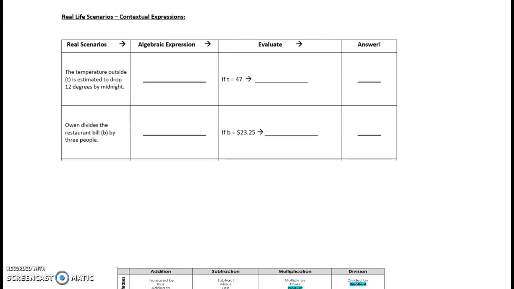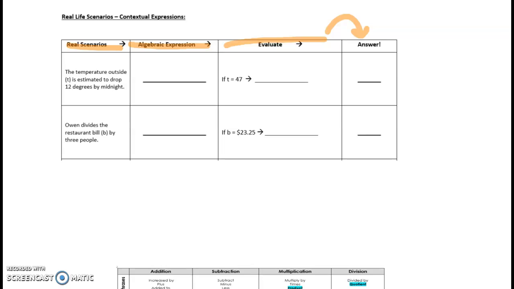All right, today we're going to look at real life scenario contextual expressions and evaluating those for certain answers. These are a little bit more important because we are uncovering the answer to a problem that you would have in real life. If we take a look at number one, the temperature outside is estimated to drop 12 degrees by midnight. The first thing you're going to want to do is take a look at our real scenario. Then we're going to be translating it into math, evaluating it, and then finally finding an answer.